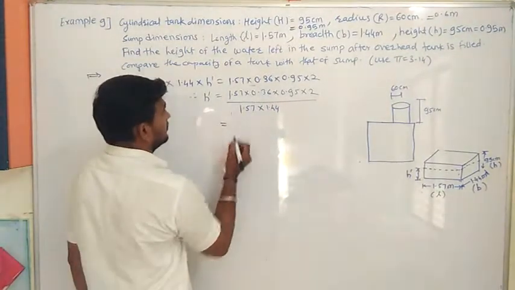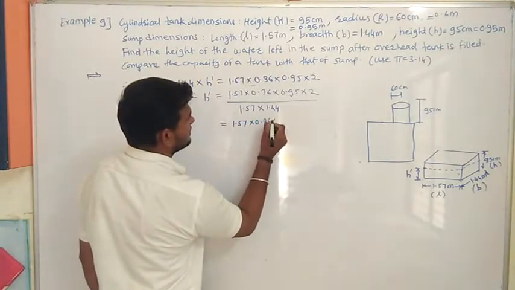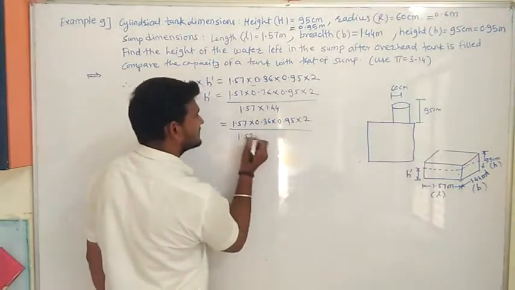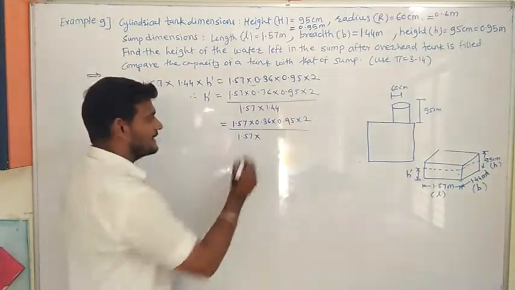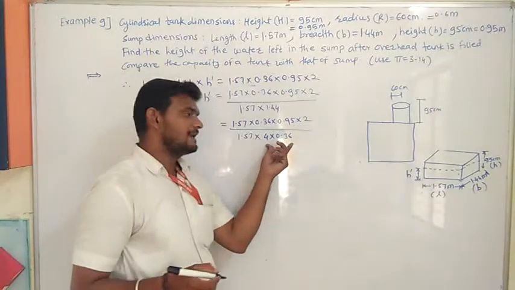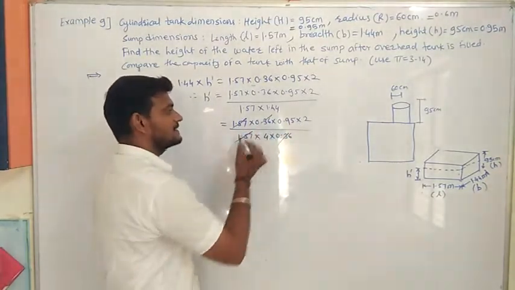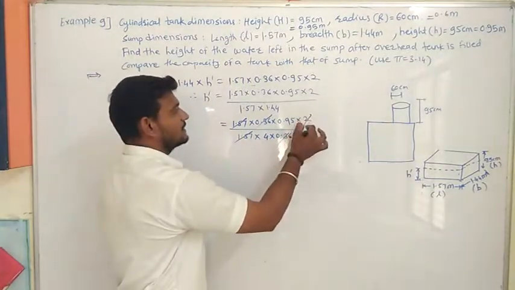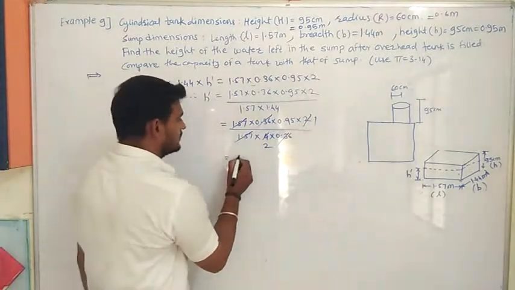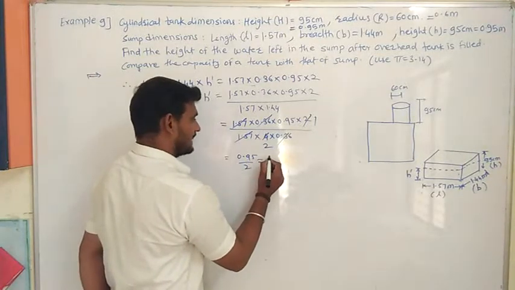Now we will get 1.57 into 0.36 into 0.95 into 2, divided by 1.57 into 1.44. This 1.44 can also be written as 4 into 0.36. So 1.57 and 1.57 get cancelled, 0.36 and 0.36 get cancelled. 2 ones are 2, 2 twos are 4. Now 0.95 divided by 2, how much will we get?